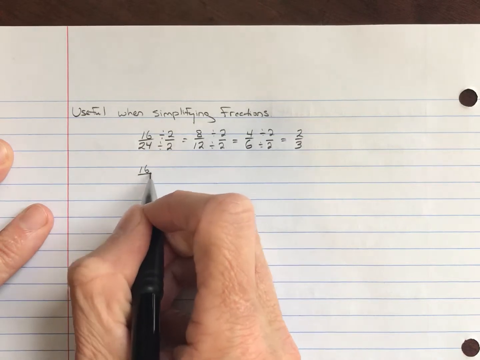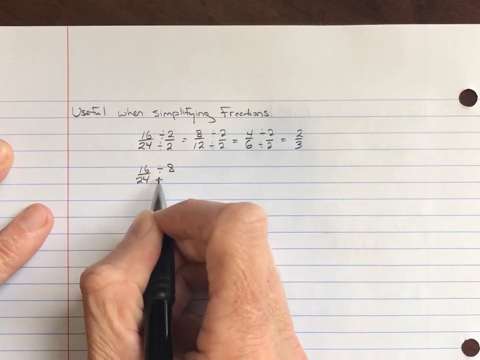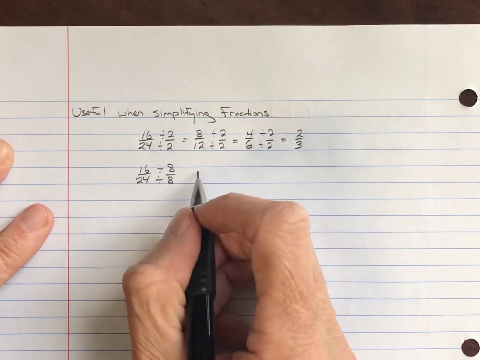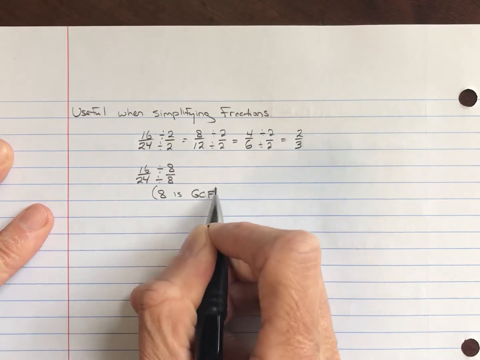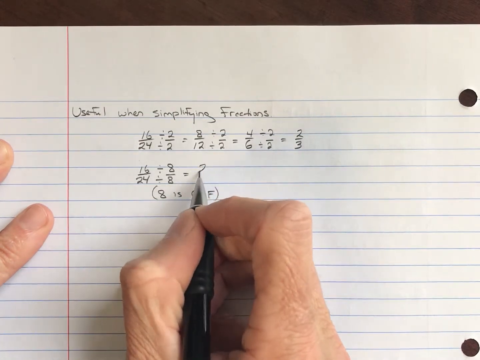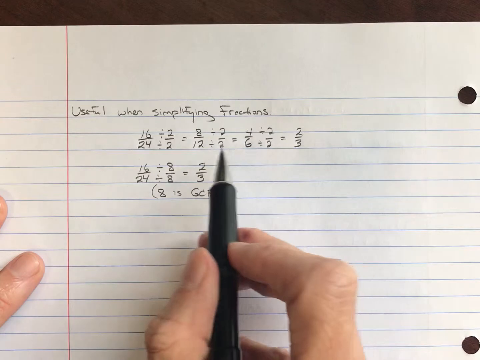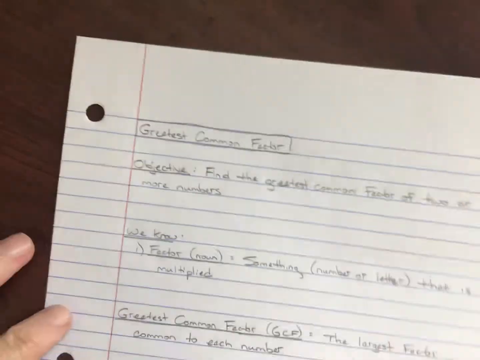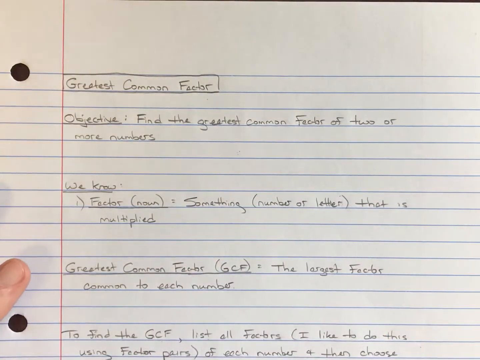Or, if you understand how to find greatest common factors, you would say, wait a second, the number 8 goes into both of these. So 8 is the greatest common factor, and that allows you to simplify fractions more quickly than if you go piece by piece, not knowing what the greatest common factor is. So that's one place where the greatest common factor is quite useful in mathematics. So there you have it, a brief lesson on how to find the greatest common factor of 2 or more numbers.